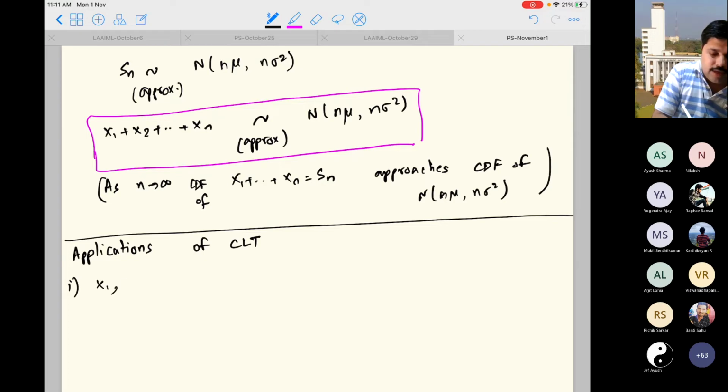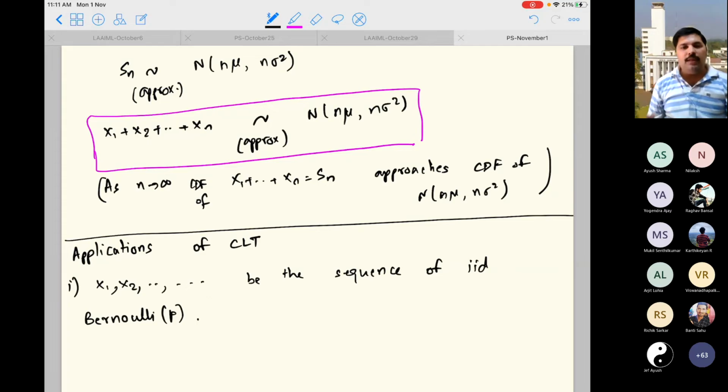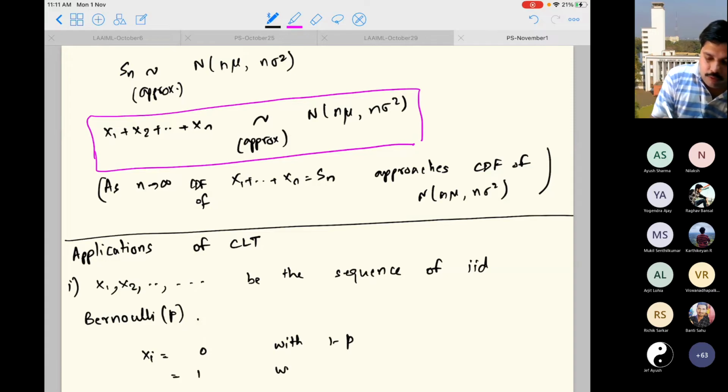Let x1, x2, xn be a sequence of IID Bernoulli P. So what does that mean? X1, X2, Xn is a sequence of IID Bernoulli random variables with probability of success P. Basically, that means that Xi is equal to 0 with probability 1 minus P, and is equal to 1 with probability P, right?